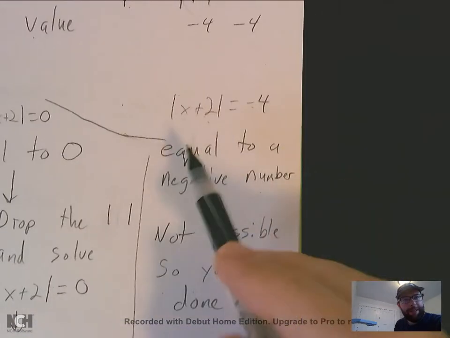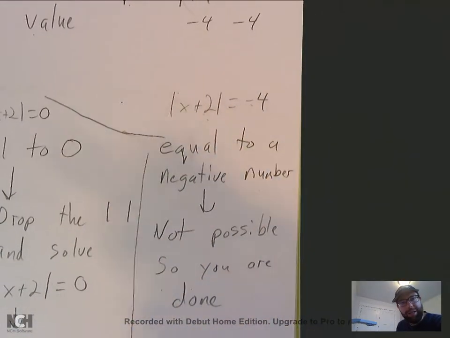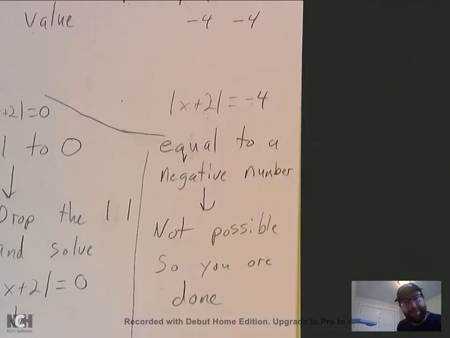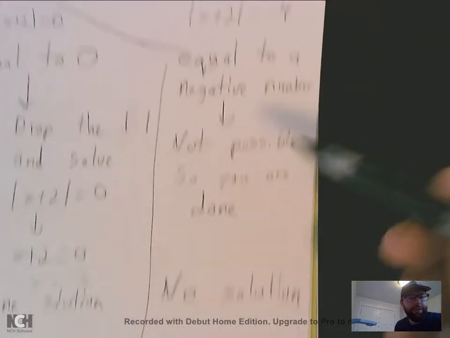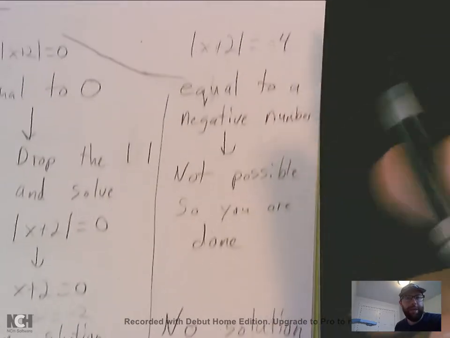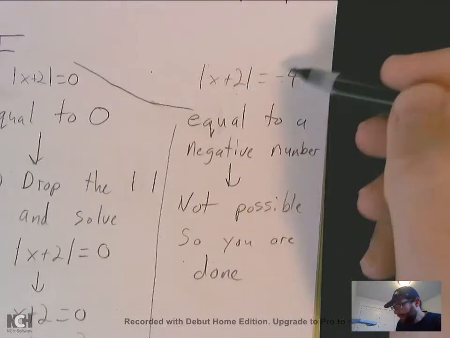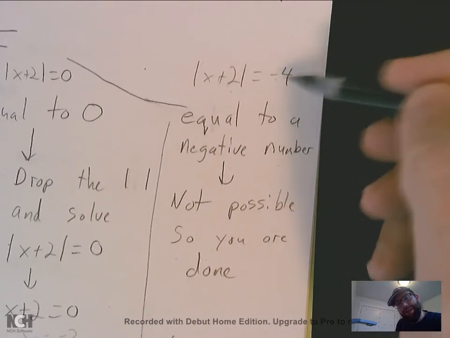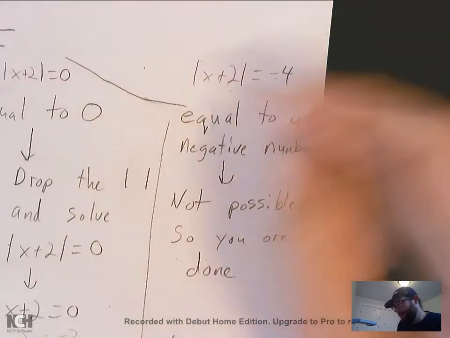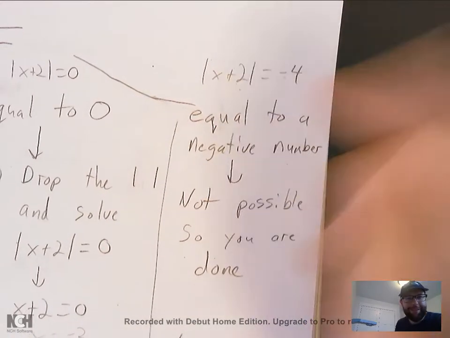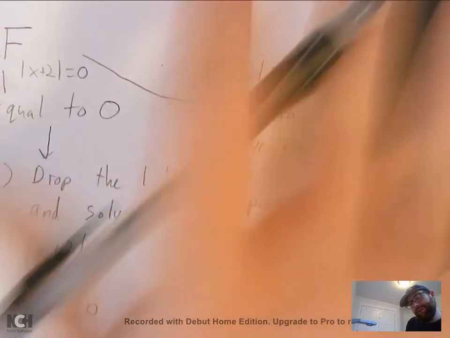If the absolute value is by itself and is equal to a negative number, that's not possible because you can't be negative distance. So you're done. You just write no solution. Okay, you don't have to do anything else. And yet you guys usually do this. You just keep wanting to work and do more and more. But this is easy, hey, you don't have to do anything.